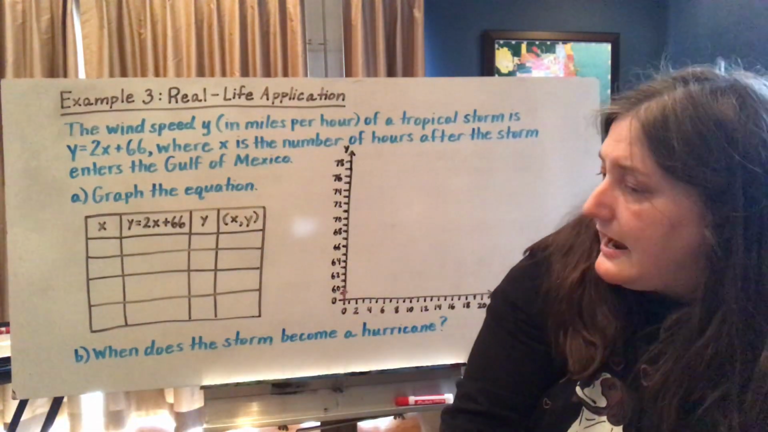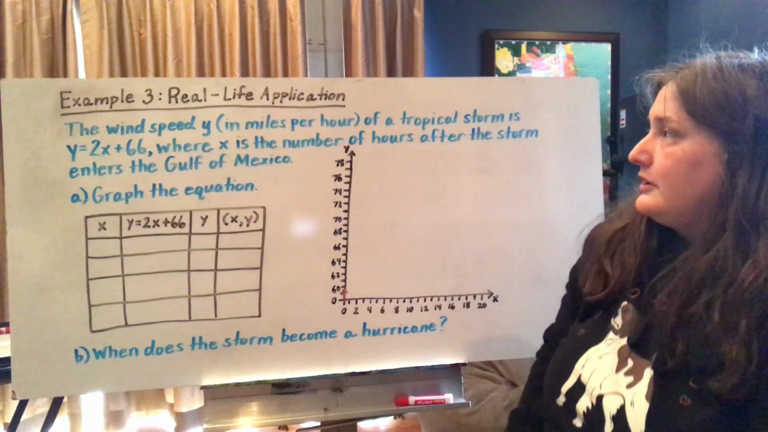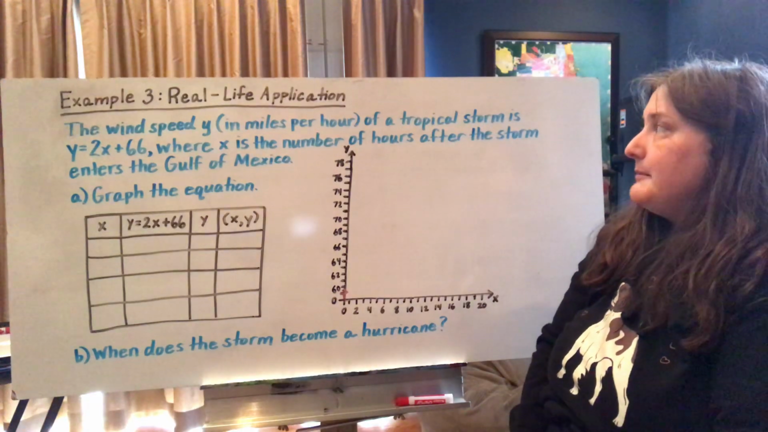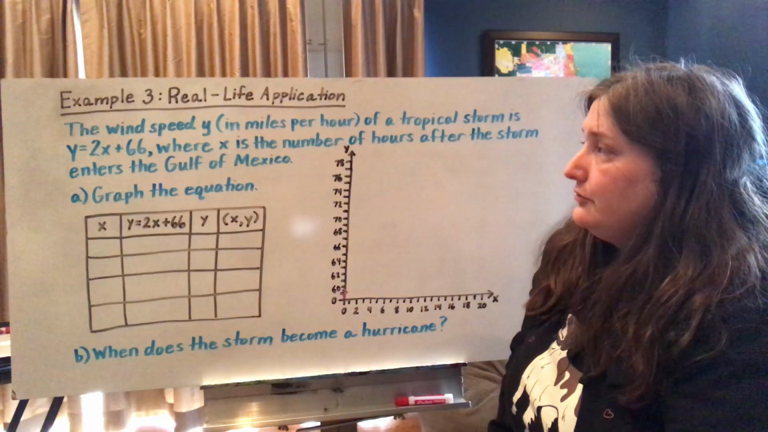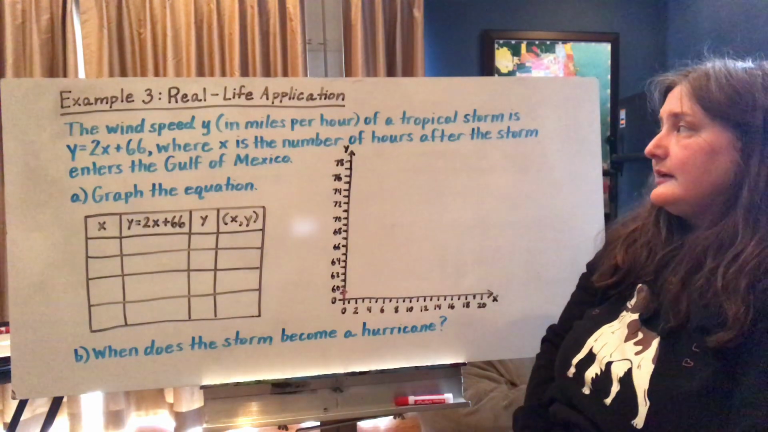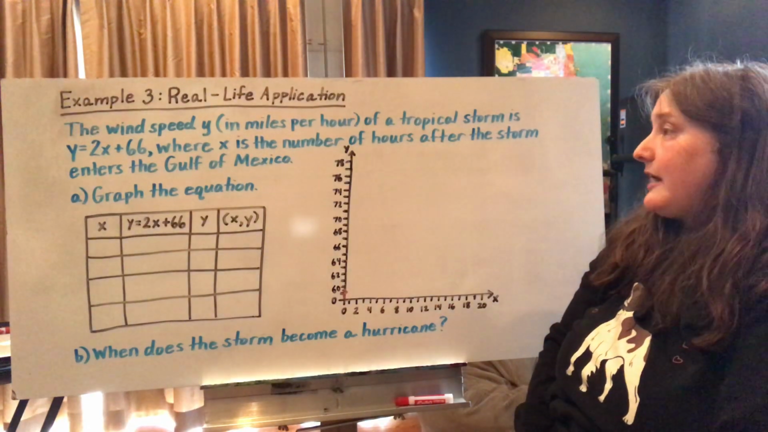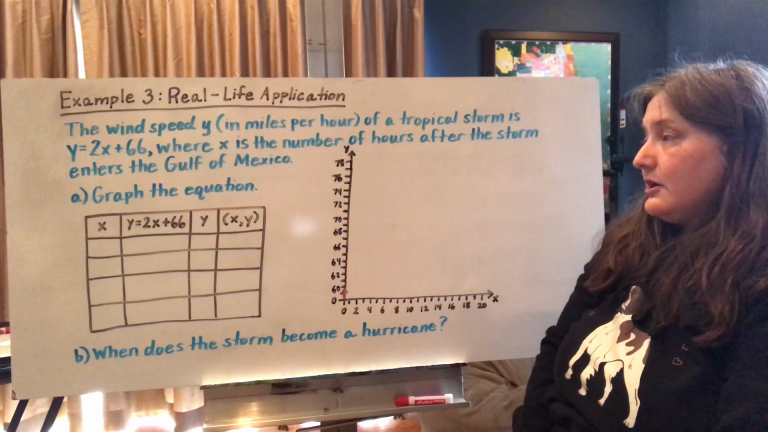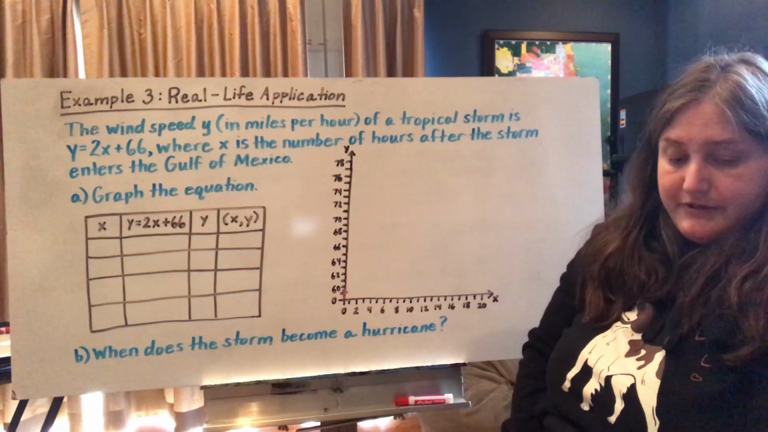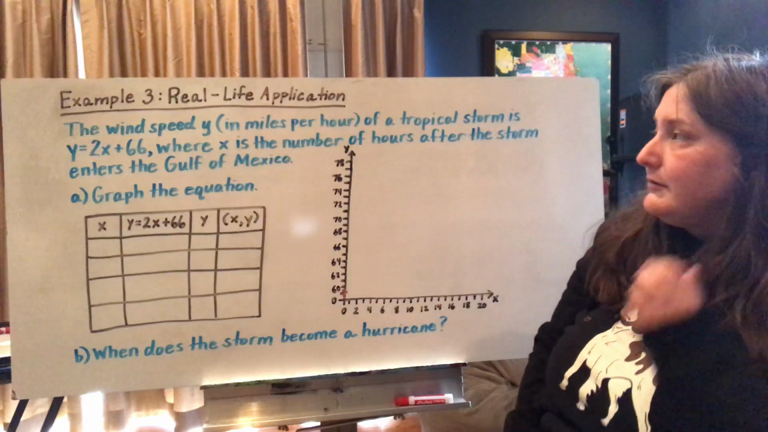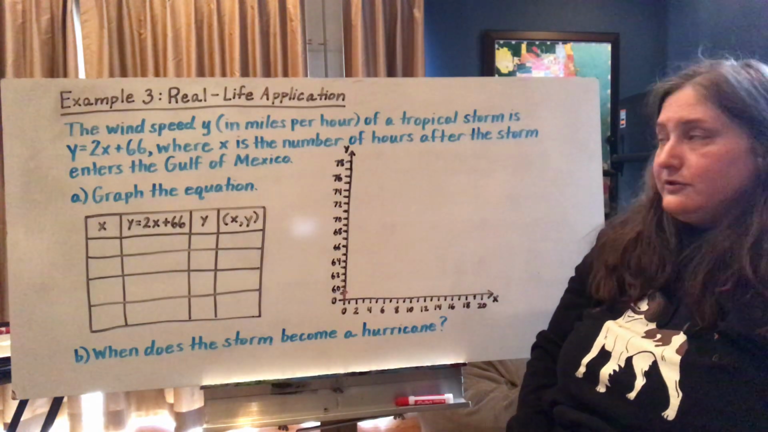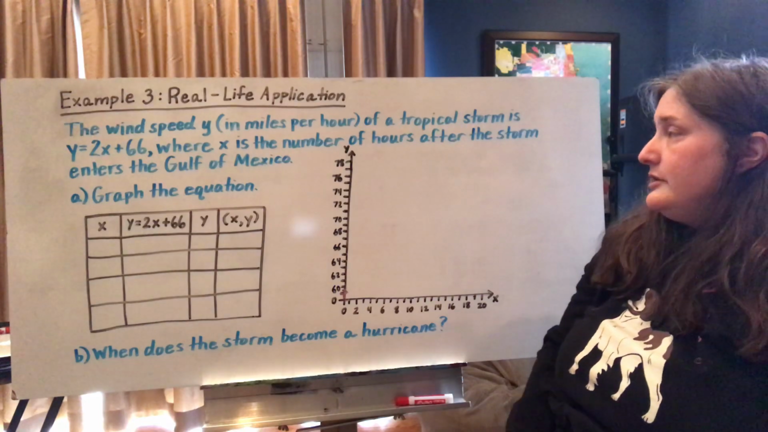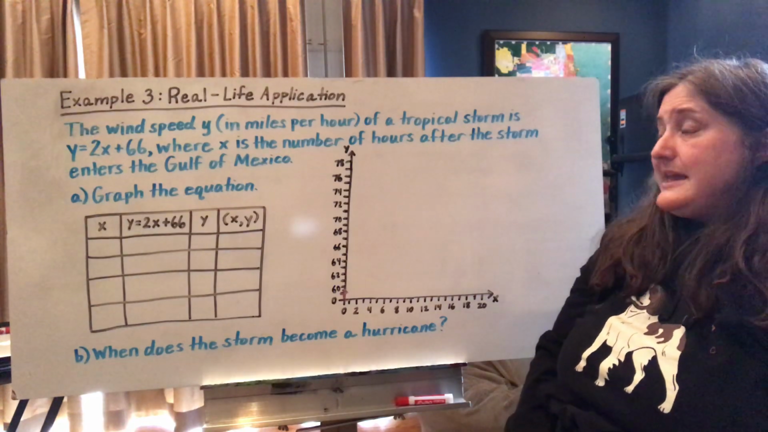So let's take a look at this real life application here. The wind speed, y, in miles per hour of a tropical storm is y equals 2 times x plus 66, where x is the number of hours after the storm enters the Gulf of Mexico. And they want us to graph this equation. So let's pick some values of x. It doesn't make sense to pick any negative values here because x stands for the number of hours since the storm began.